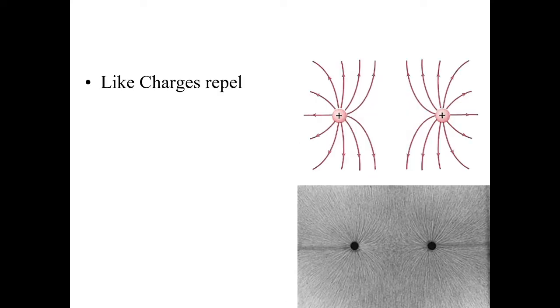But like charges, they'll repel because the lines don't connect. In this case, they're both going out. They don't want to meet each other. And so in that case, these two charges would want to move away from each other. And we can kind of see that same thing going on down here in the picture.